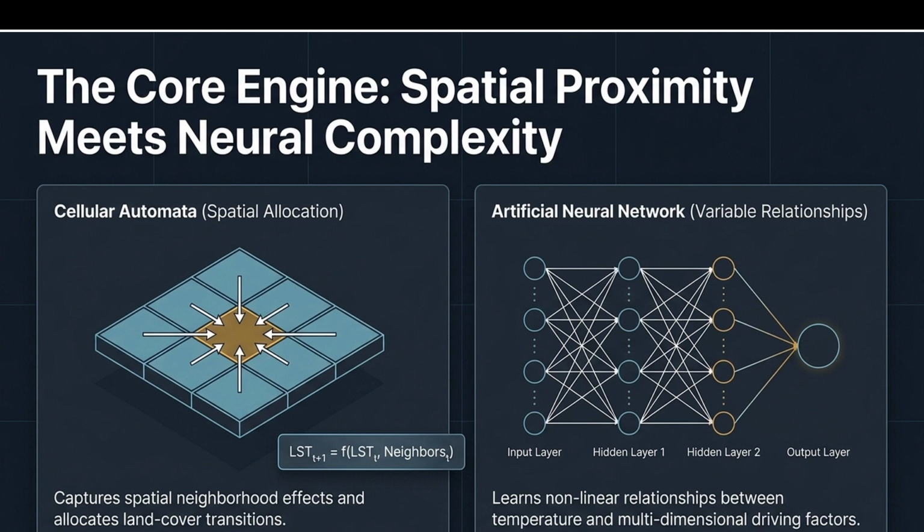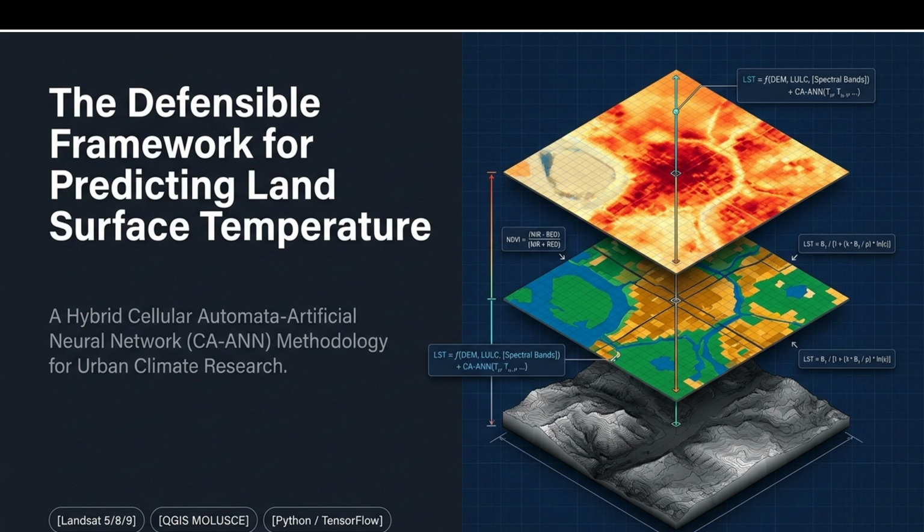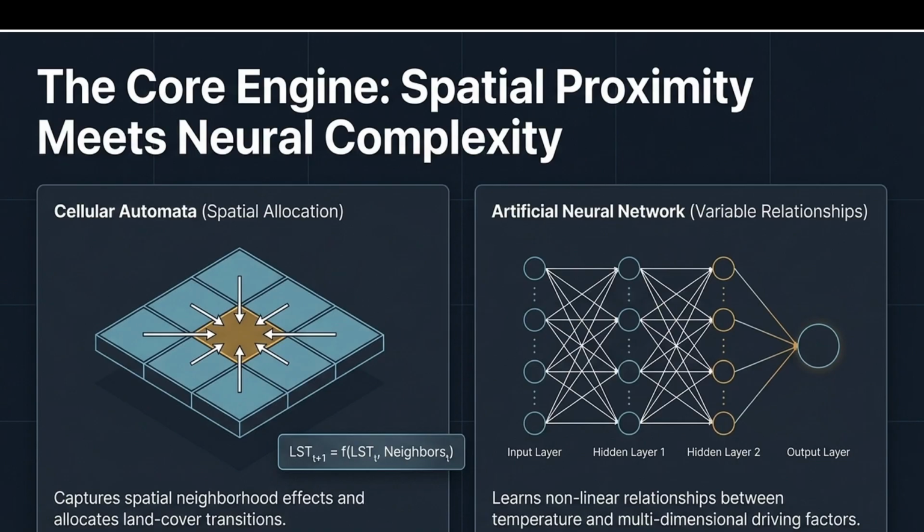In the artificial neural network, there are the input layer, hidden layer, and output layer. Cellular automata capture the spatial neighborhood effect and allocate land cover transition. Both models together are called the hybrid cellular automata, a hybrid model of CA and ANN. These two different models we just combine and apply, and then predict the future using this model.